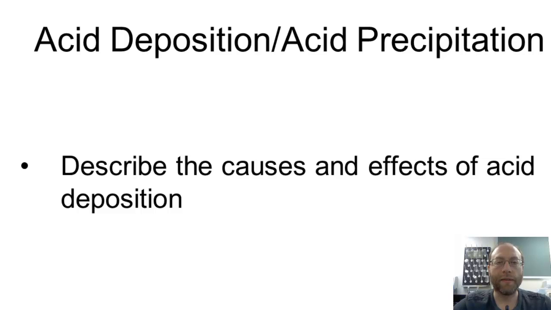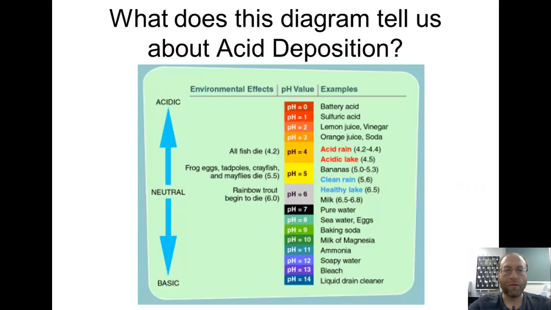Hello, this vodcast is on acid deposition, which is also called acid precipitation. The learning target for this vodcast is to describe the causes and effects of acid deposition. So what does this diagram tell us about acid deposition?